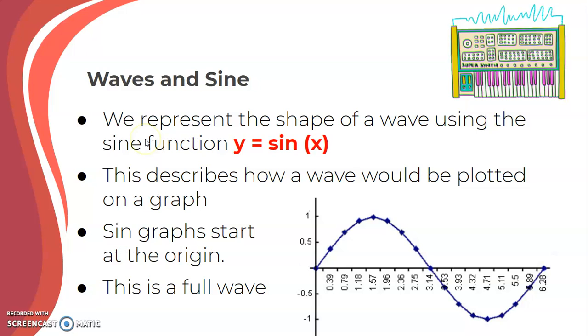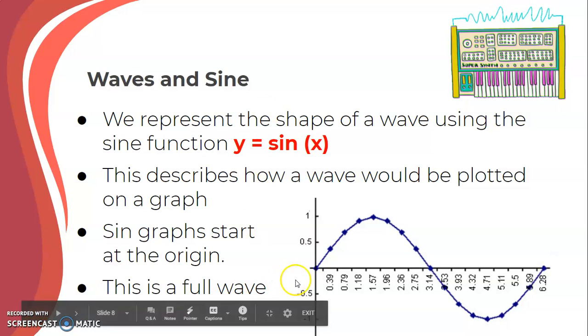So we represent the shape of a wave using the sine function. Y equals sine of x. And literally that's all you have to understand. The whole sine, cosine, tangent thing comes from the triangle relationships. But in terms of what you're going to have to do in this class and in this unit, you don't have to do any of that crazy stuff. You don't have to prove it. Just understand that it comes from that. And this is the equation that we're going to be dealing with, y equals sine of x. This describes how a wave should be plotted on a graph.